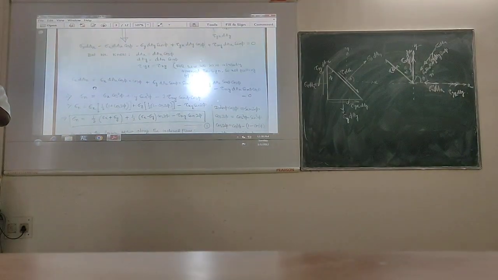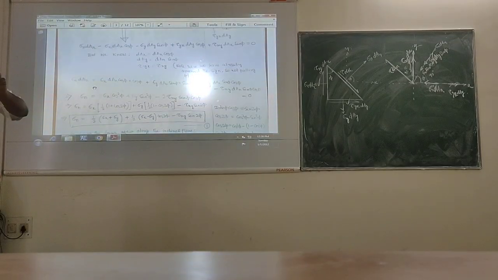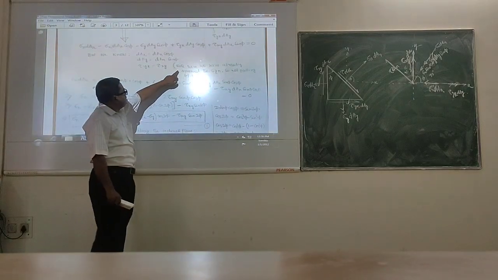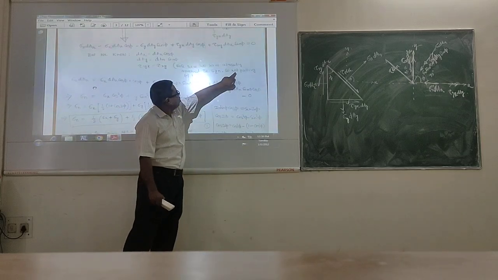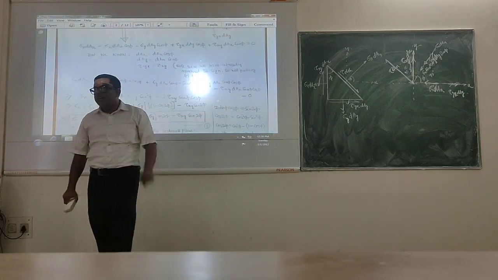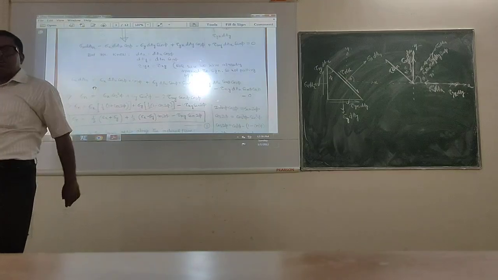So that's why we will not put again back the sign of tau yx equal to minus tau xy. We will just continue with the same sign. Okay? So that's what we have seen. I have written a note here, we have already assumed the sign. So we are not putting minus over here.